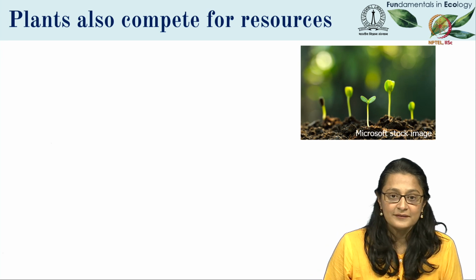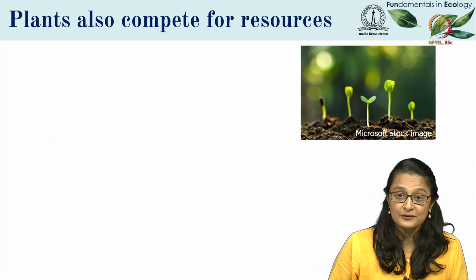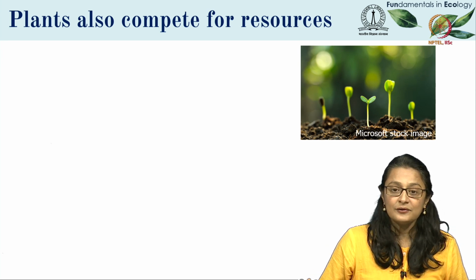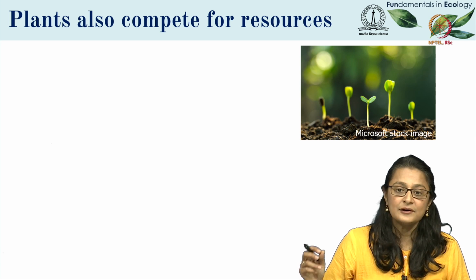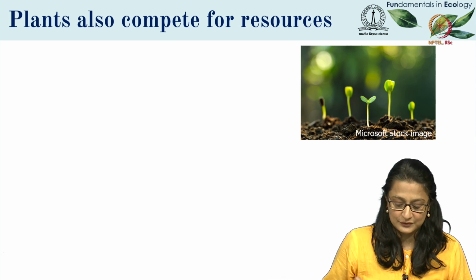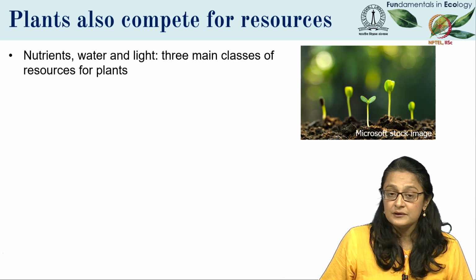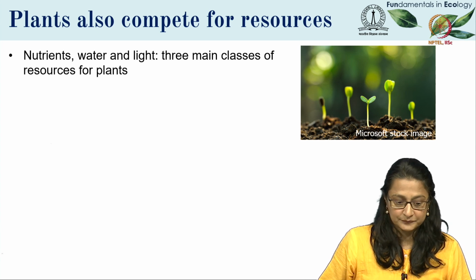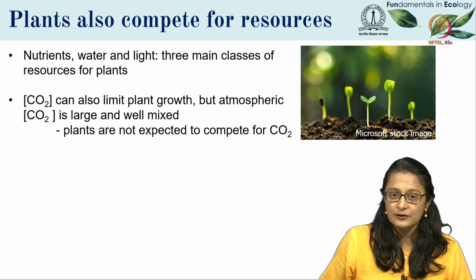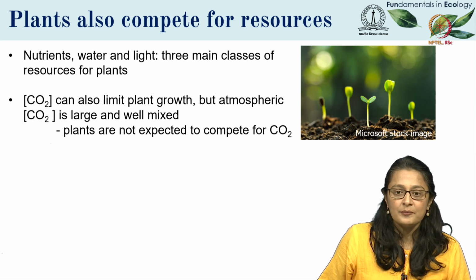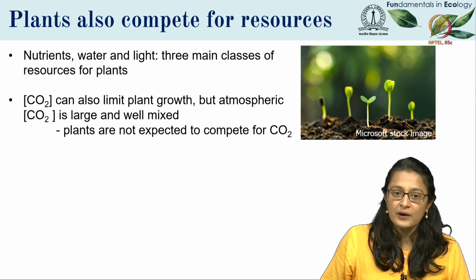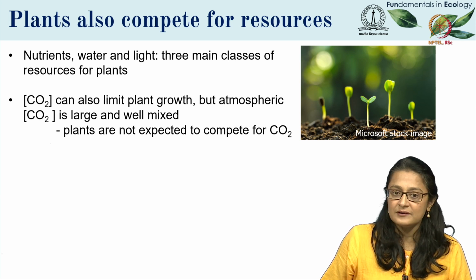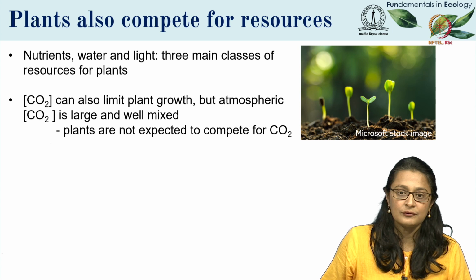As before, plants also compete for resources, which means not only do they need to access resources, they're competing with each other for resources. Nutrients, water, and light are the three main classes of resources for plants. Carbon dioxide can also limit plant growth, but it's thought that atmospheric carbon dioxide concentration is very large and well mixed, and so plants are not expected to compete for carbon dioxide.